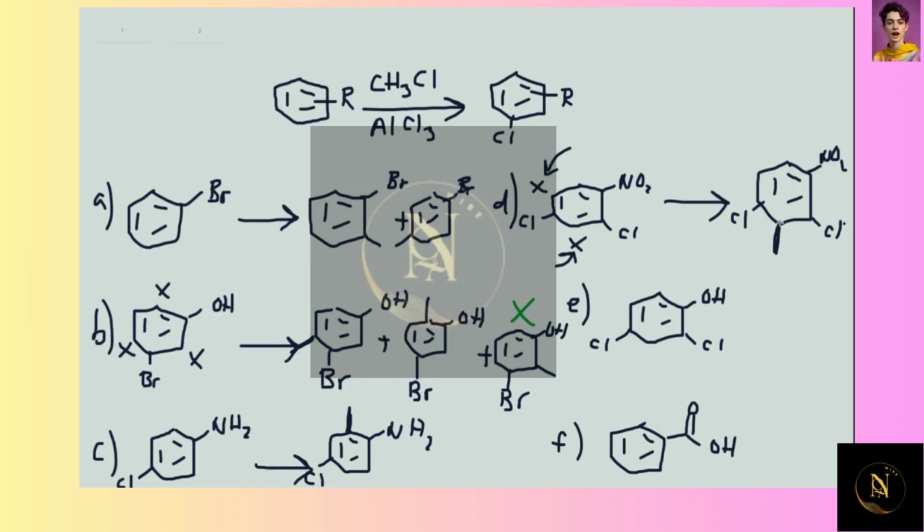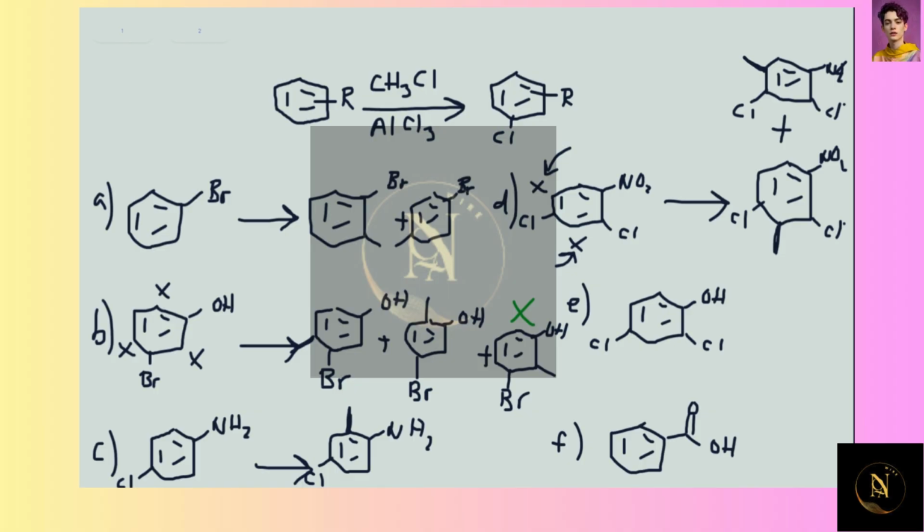So I'll put it right there. You might also see some ortho to one chlorine, para to the other, still meta to the nitro group. So I'll include that in my answer as well.